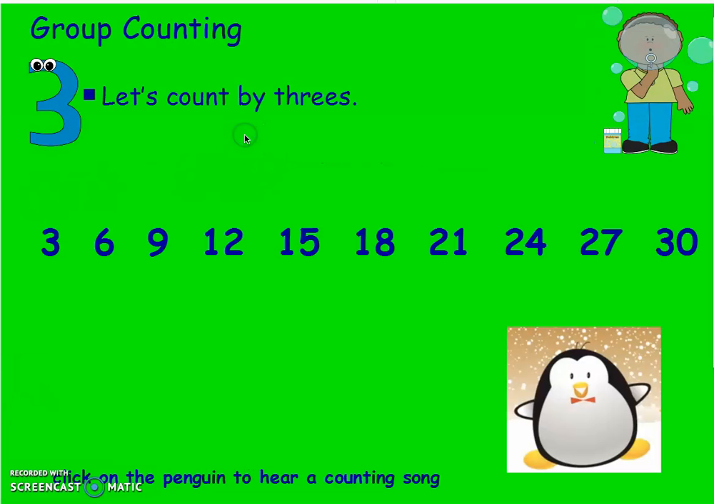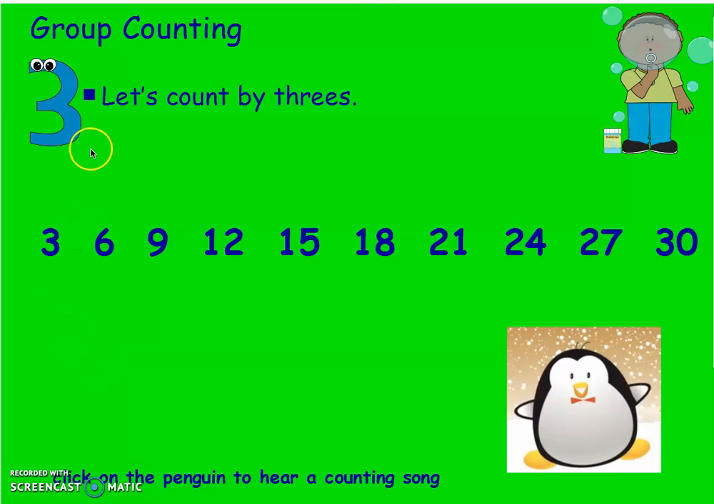So we're going to start off by group counting by threes. Now you guys remember in class we used our thumbs to show if we're counting up. So thumbs going up means we count up. Thumbs going down means we go backwards. And then a fist means we're going to stop. So I'm going to try that with my mouse cursor. When the mouse cursor goes up, it means we're going to go up. And when the mouse cursor goes down, it means we're going to count backwards.